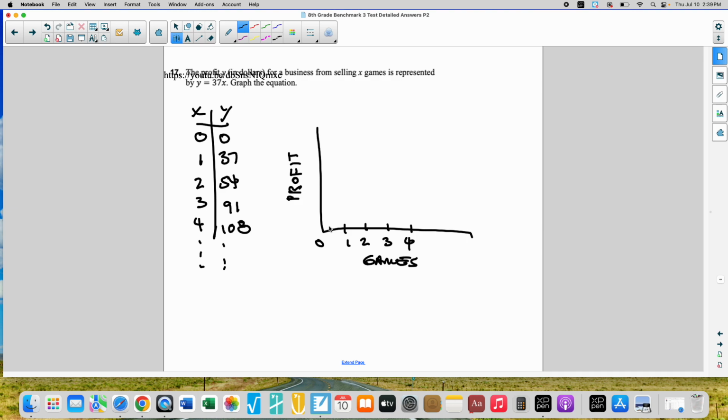Did I not do that right? The 54. Oh my goodness, that's not 54, sorry. That's 74, and this is not 91. Sorry. That is going to be 1, but that's going to be 111. And then this is going to be 148. I wonder why it says 149. What did I do there?